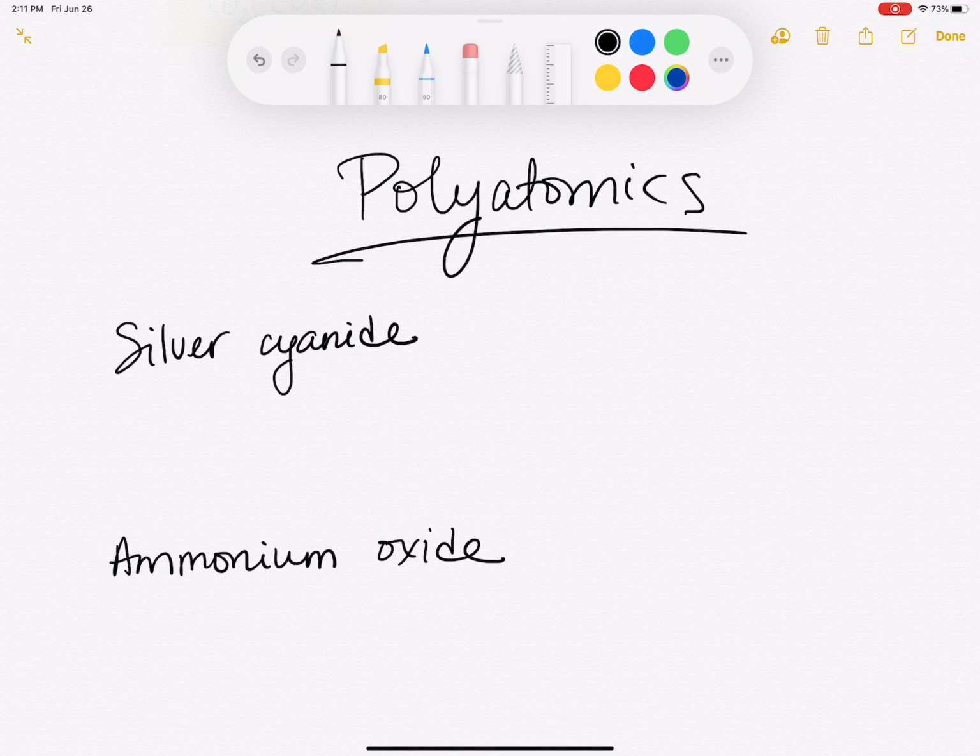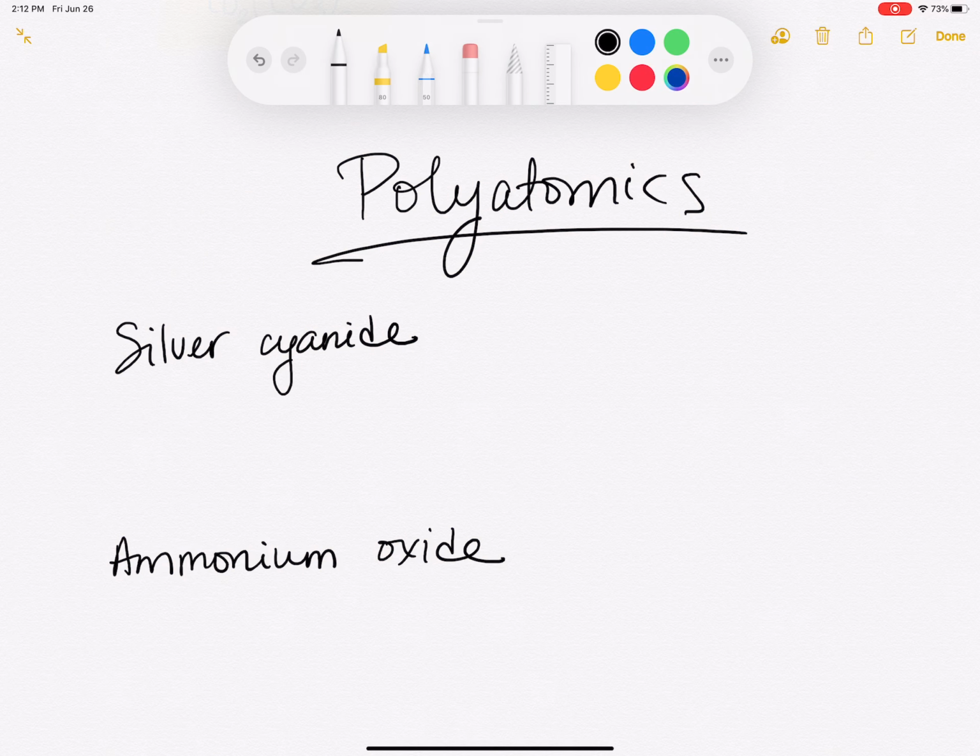You want to make sure that you are always balancing your charges. And remember, these could either be two polyatomics, a type 1 with a polyatomic, a type 2 with a polyatomic, and even a nonmetal and a polyatomic. So let's start with the first example.